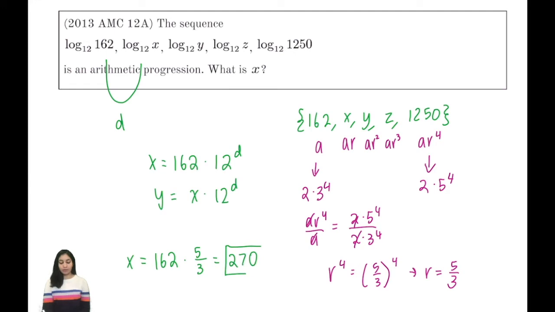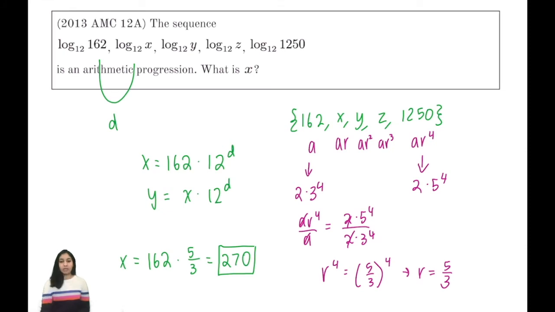And that's our answer. So for this problem, we just converted our arithmetic sequence to a geometric sequence, and then we found our common ratio and used it to solve for x. Now let's move on to the next problem.